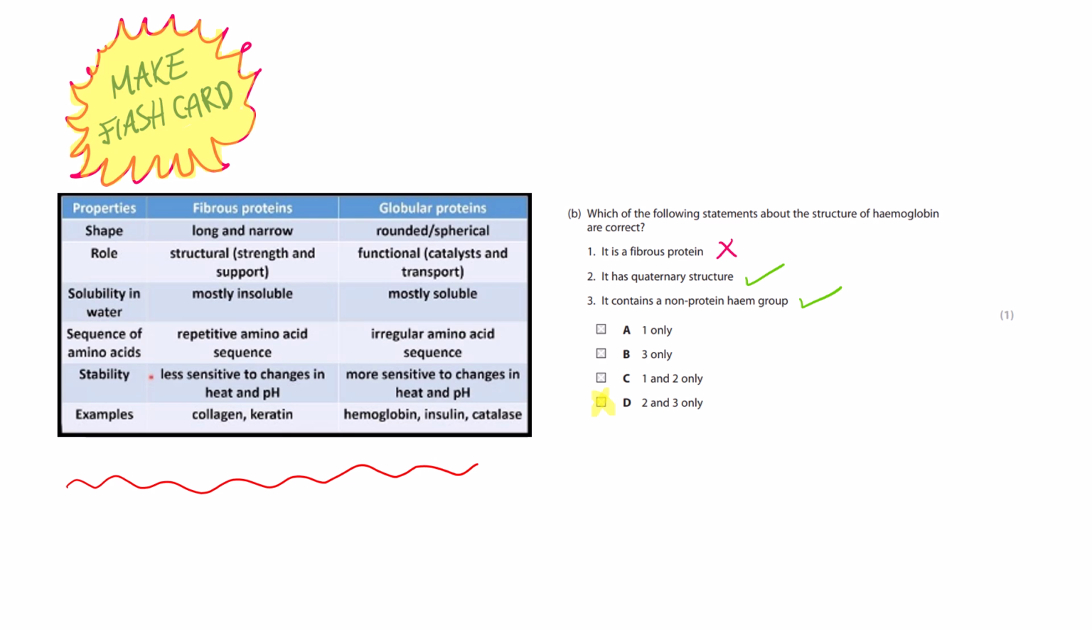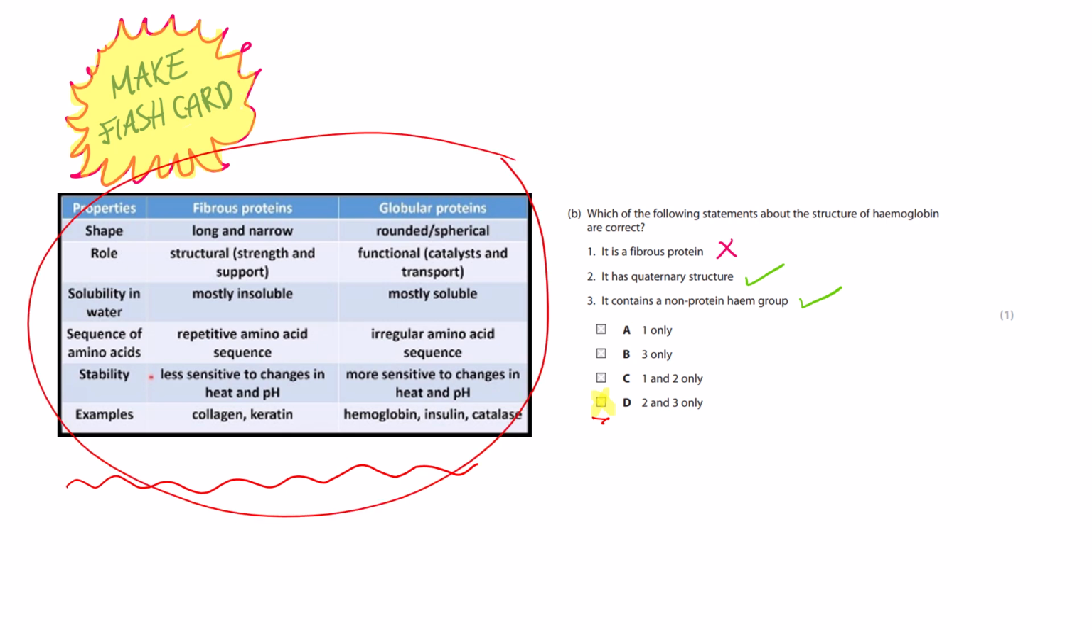Now, is hemoglobin a quaternary structure? Yes, hemoglobin is a quaternary structure. Why? Because hemoglobin has a range of primary, secondary, tertiary, quaternary, all of them mixed together. Okay? It contains a non-polar heme group. Yes, hemoglobin has 4 non-protein heme groups. So therefore, it's going to be 2 and 3, so the answer is D. And also make a flashcard of this table.